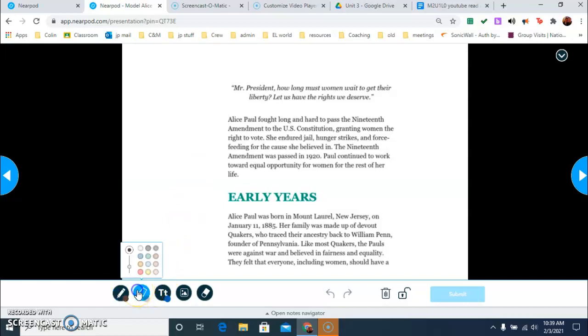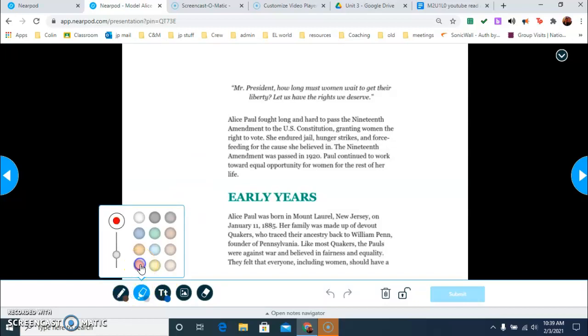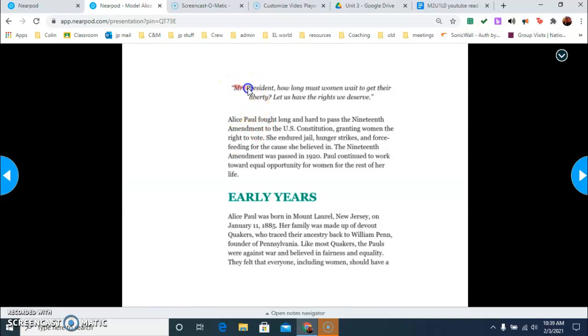So we're going to use a couple different tools. The first is the highlighter. So information that we think is important, we can highlight. It doesn't have to look super neat as long as it lets us see it clearly afterwards.